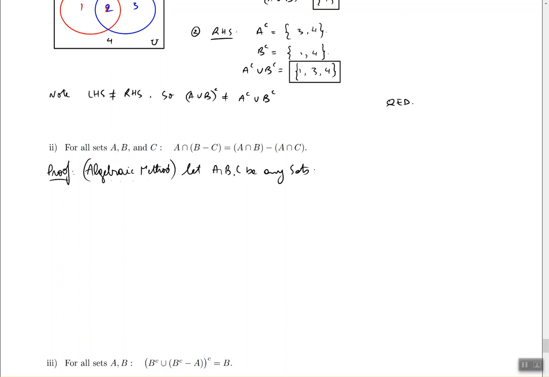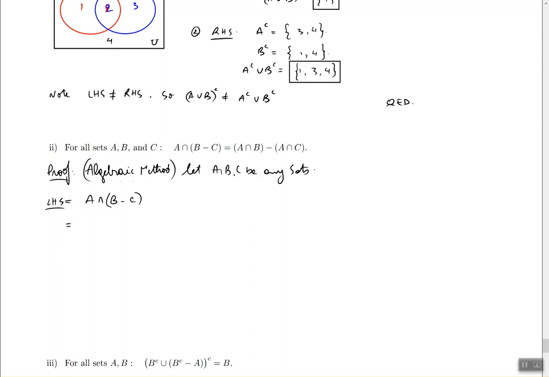So let A, B, C be any sets, and I'm going to start with the left-hand side. I'm going to try to prove that the left-hand side is equal to the right-hand side, or the right-hand side is equal to the left-hand side. Now, if I get stuck and I can't go anywhere, I'm going to stop my work and start over from the other side. So the left-hand side is A intersected with B minus C.